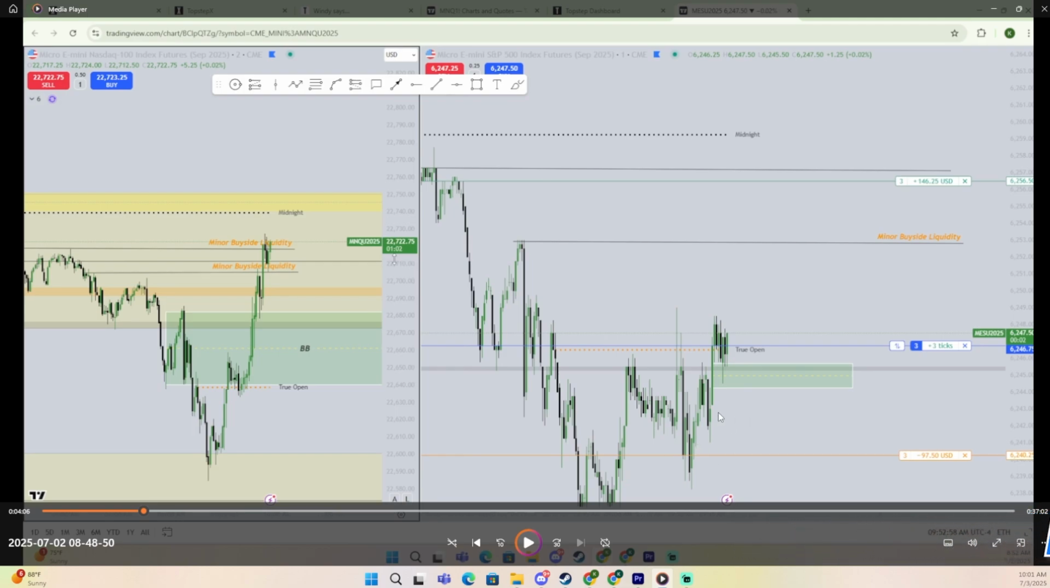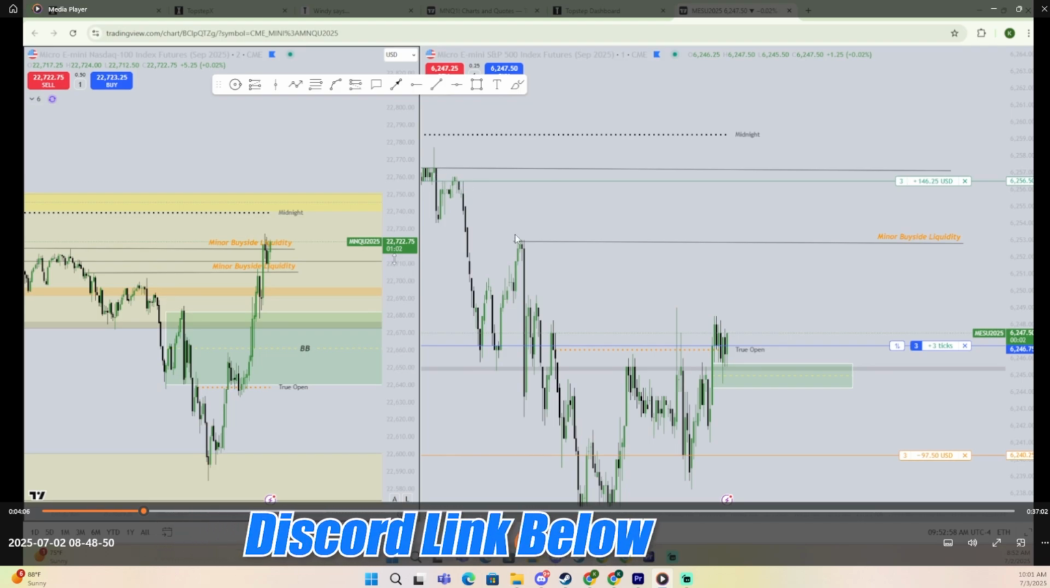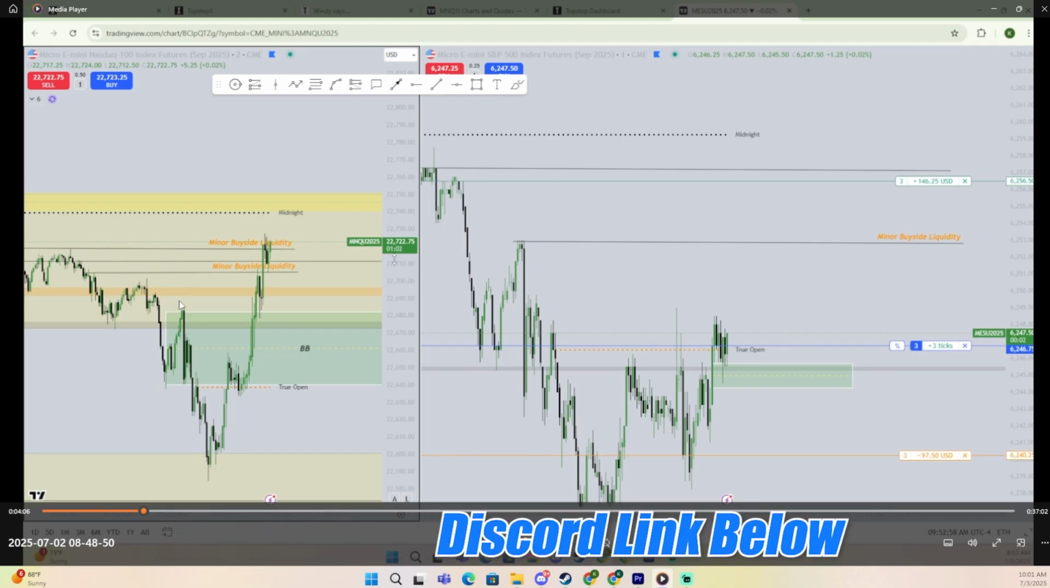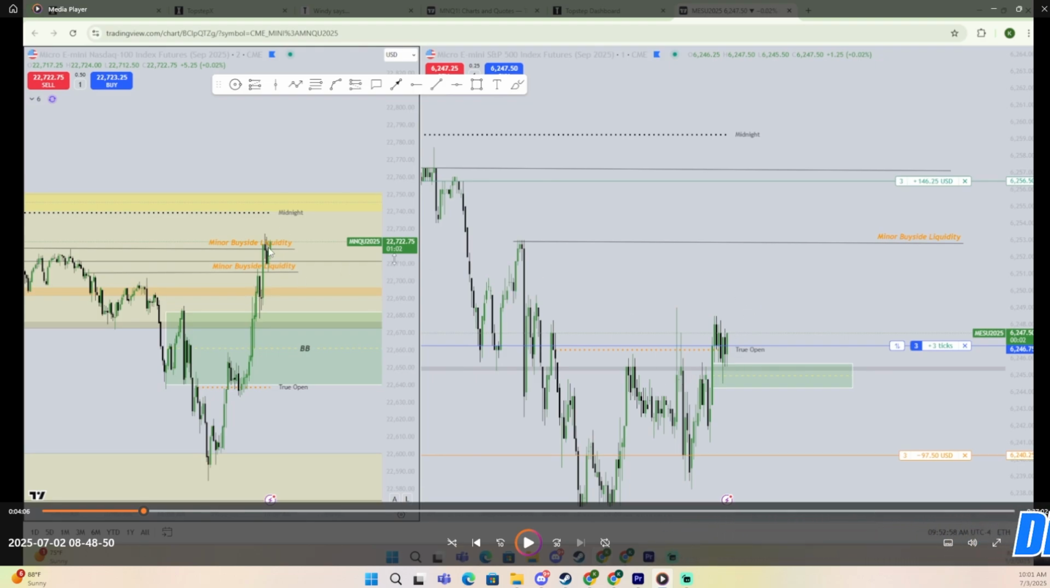Again, the idea for me personally, I use this only when I know they both have the same draw liquidity. As you can literally see, this is the exact same as this. We just hit these targets quicker on NAS, so I'm expecting more expansion on ES to catch up to NAS.